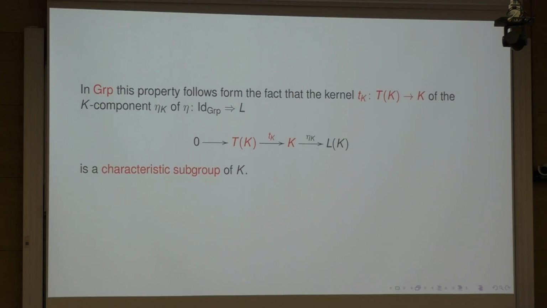Now, in groups, this property actually is related to the fact that if we take the kernel of the unit of the adjunction, η_K, the kernel is called T_K. It is not only a normal subgroup, but it is a fully characteristic subgroup of K. And we shall see that this condition actually is very important to get conditionally flat functors in any homological category.